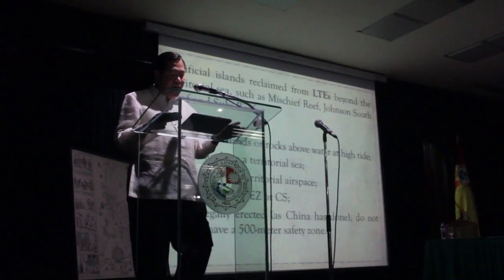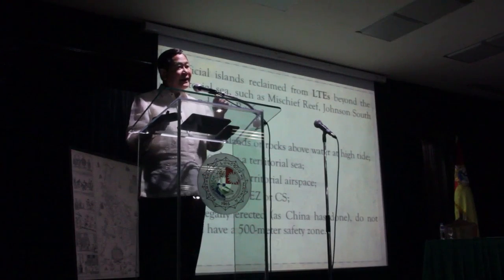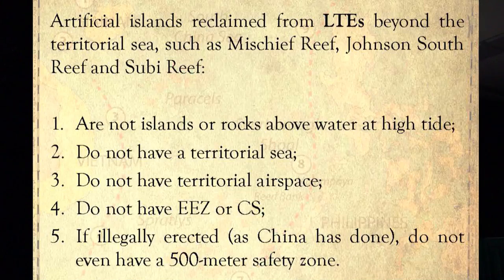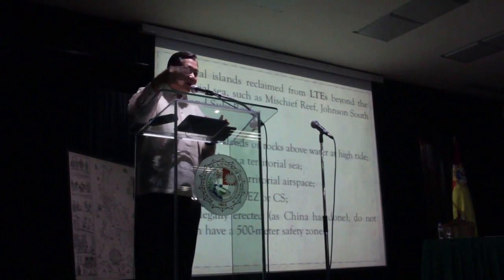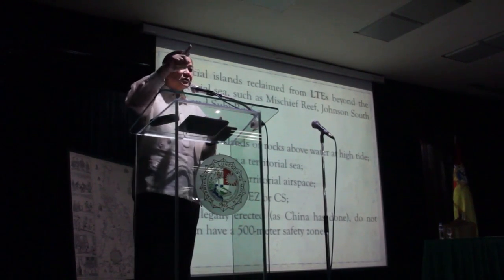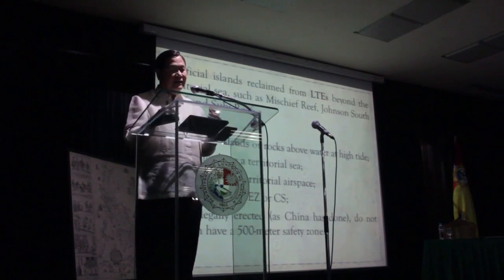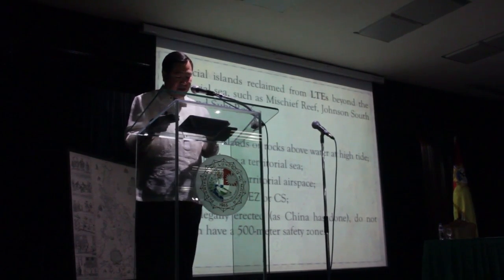So, to summarize, artificial islands reclaimed from LTEs beyond the territorial sea, like Mischief Reef, Johnson South Reef, and Subi Reef, are not islands or rocks above water at high tide. They have no territorial sea. They have no territorial airspace. They do not have EEZs or continental shelves. If illegally constructed, as China has done, they do not even have a 500-meter safety zone. Because if you put up an oil rig within your EEZ, beyond your territorial sea, that is a safety zone. But if it's an illegal structure, it doesn't even have a safety zone.